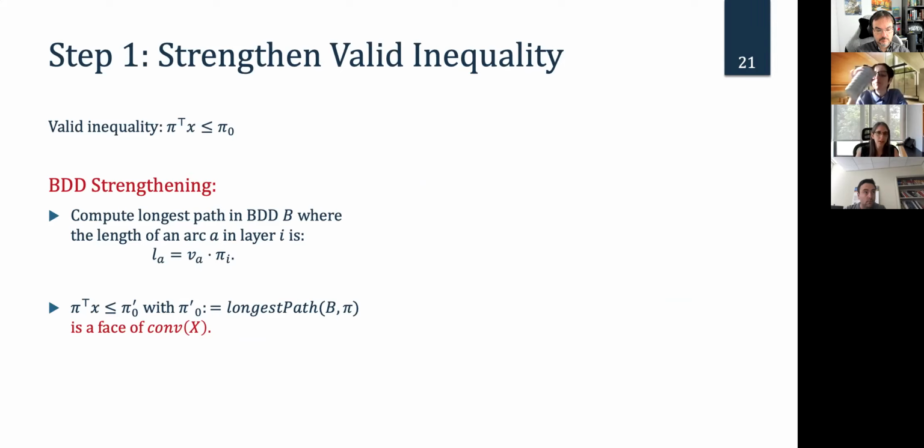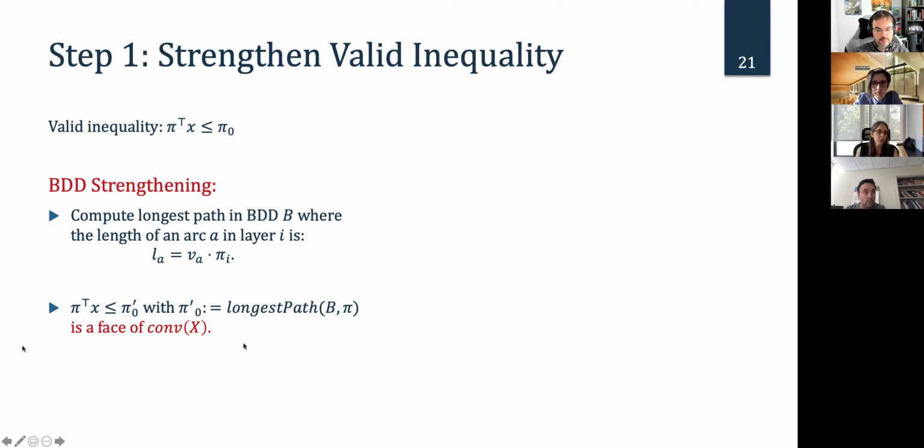Okay, so let's look at this strengthening part. So we have our value inequality. What we're going to do, again, is compute the longest path, because it's the most popular algorithm that you do with VDDs. You're always computing longest paths. You cannot get rid of it, right? So we compute the longest path on the VDD, where the lengths of the arcs are going to be the value of the arc times the coefficient of the constraint that we have here.